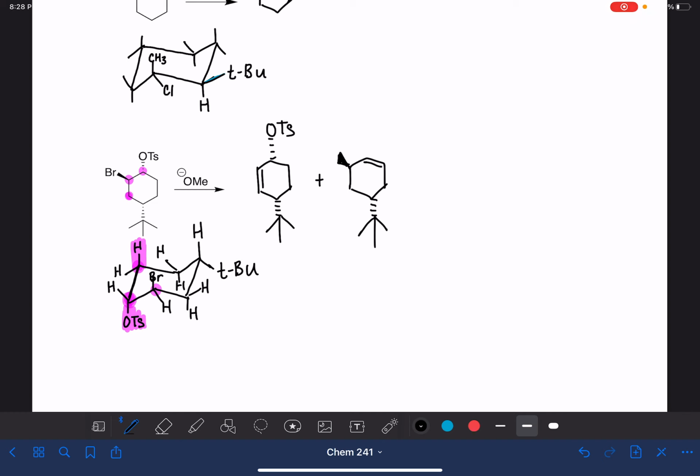It would probably be extra helpful to number the carbons. And then, so that's this possibility. What about going in this direction? In this direction, we can't do an elimination because the OTS and the hydrogen are not opposite each other. One is down and the other is down. So that would mean that the only possible reaction for OTS as the leaving group would be going this way.